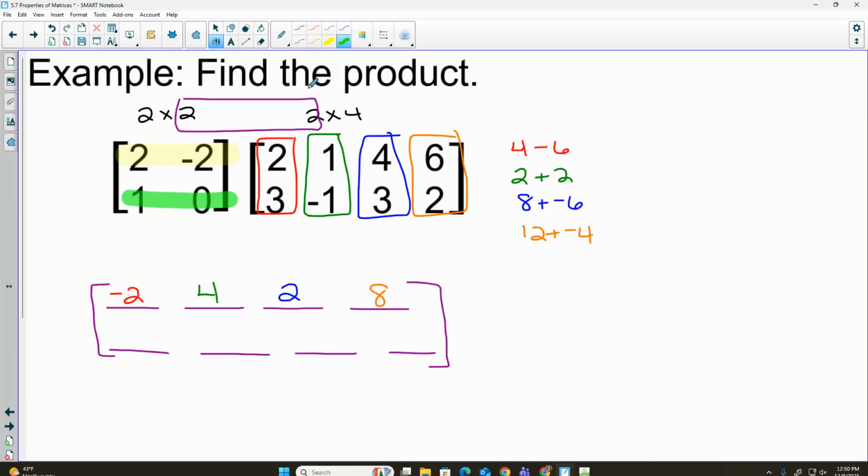Then we repeat with row 2. So 1 times 2 is 2. 0 times 3 is 0, and we get 2. 1 times 1 is 1. 0 times -1 is 0. 1 plus 0 is 1. 1 times 4 is 4. 3 times 0 is 0. We get 4. 1 times 6 is 6. 0 times 2 is 0. We get 6. Is that okay? Think you guys can try one?